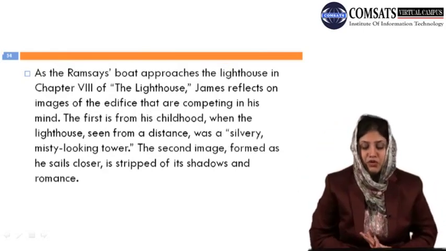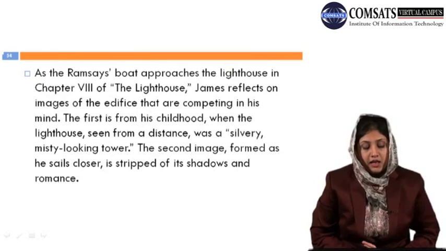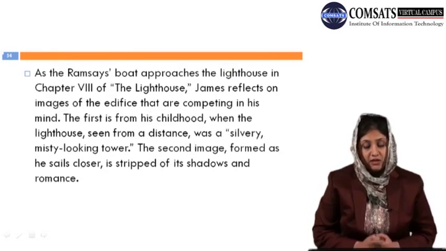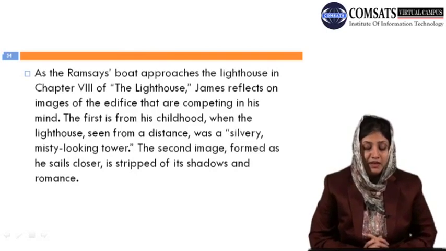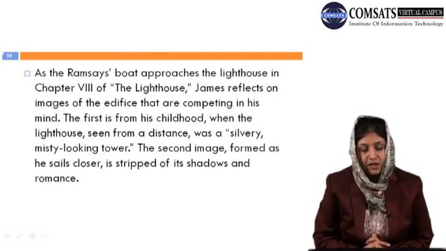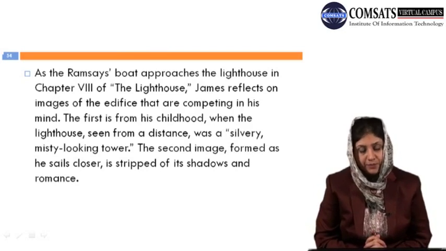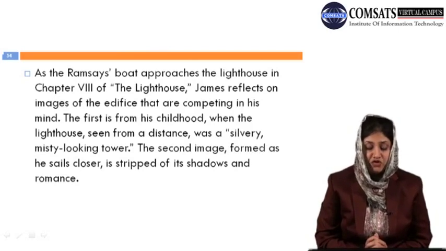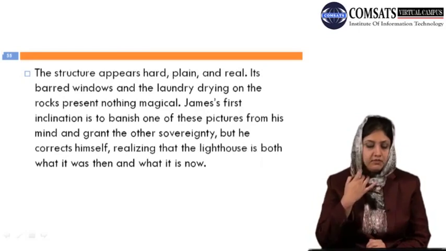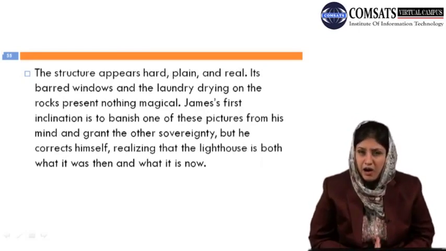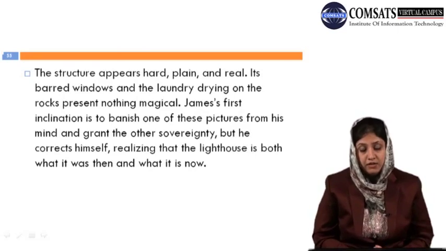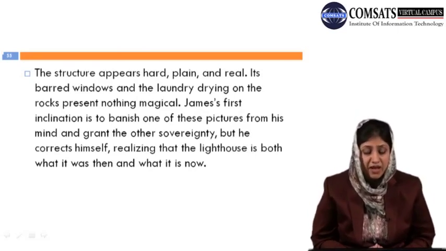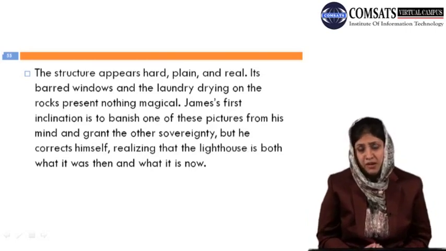So as the Ramsays' boat approaches the lighthouse in this chapter, James reflects on images of the edifice that are competing in his mind. The first is from his childhood, when the lighthouse, seen from a distance, was a silvery, misty-looking tower. The second image, formed as he sails closer, is stripped of its shadows and romance. So the structure appears hard, plain, and real. Its bare windows and the laundry drying on the rocks present nothing magical or romantic.